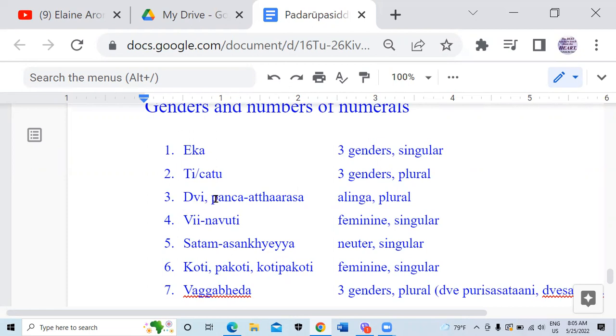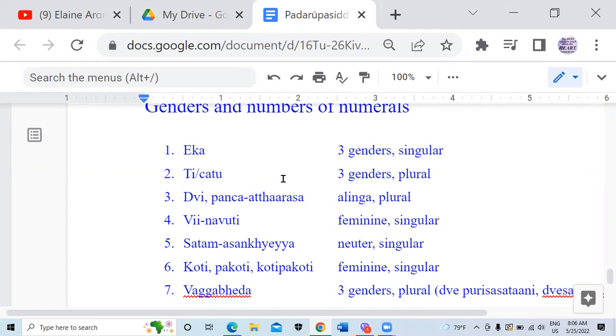Neuter also, Ti, neuter gender, Tini, that are the same. The rest are like masculine gender. The difference between neuter gender and masculine gender is only in nominative and accusative. Okay, like this. So, Chattaro, Chatturo, like this. Okay, so the declension, we need to know.